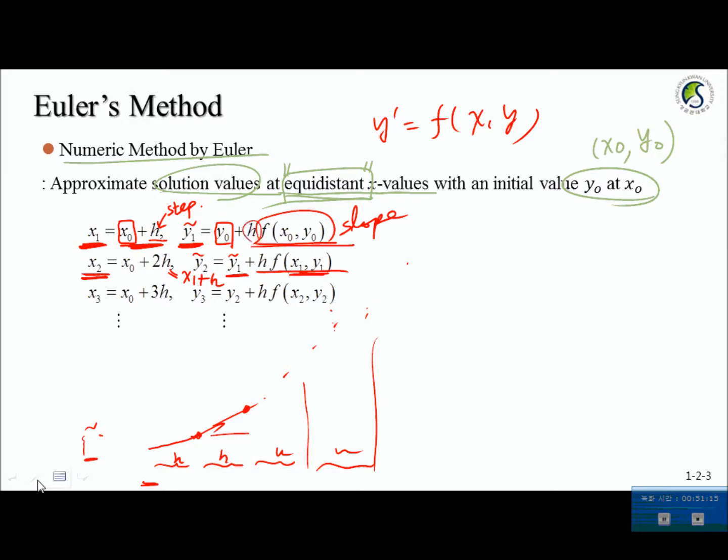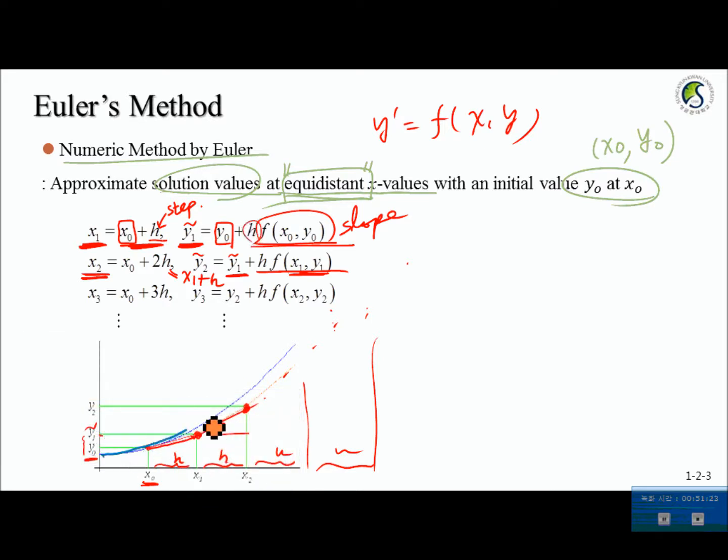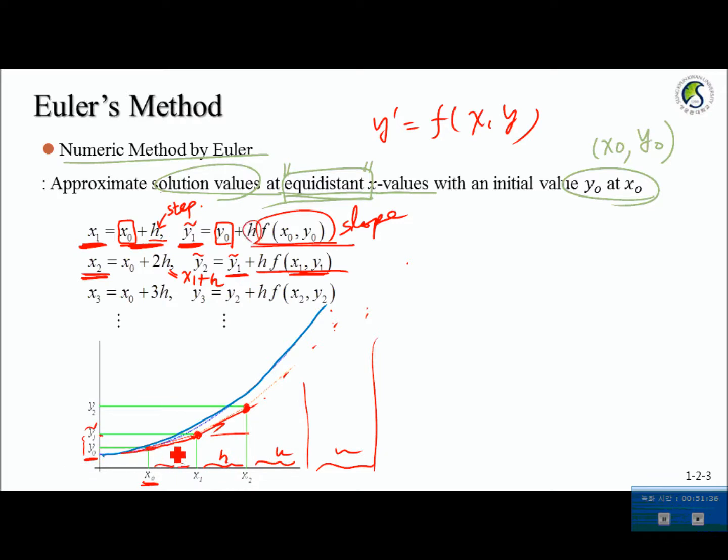Then the true solution is this. Let's say we don't know, but let's assume that we know the true solution. Then this is the approximation, right? This approximation is following that trend, but there's some error. Always, all the time. Because it's an approximation, there should be error, no matter how large or small it is.